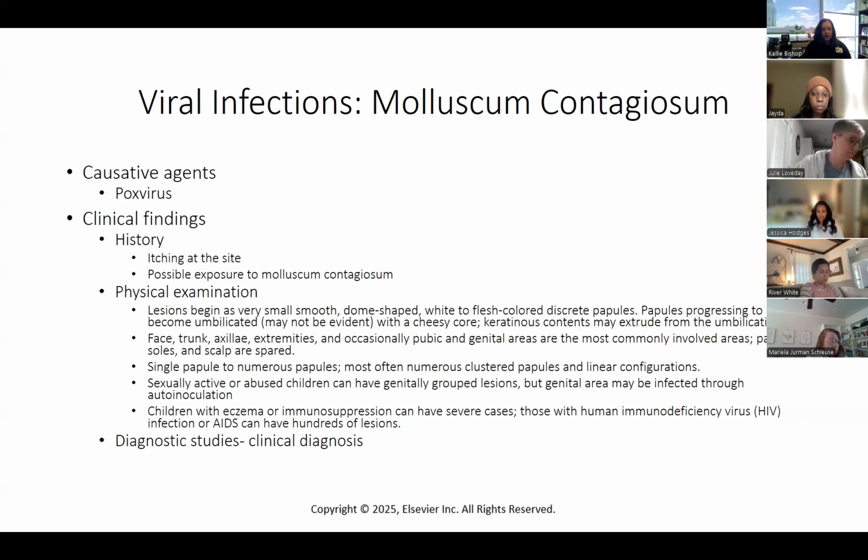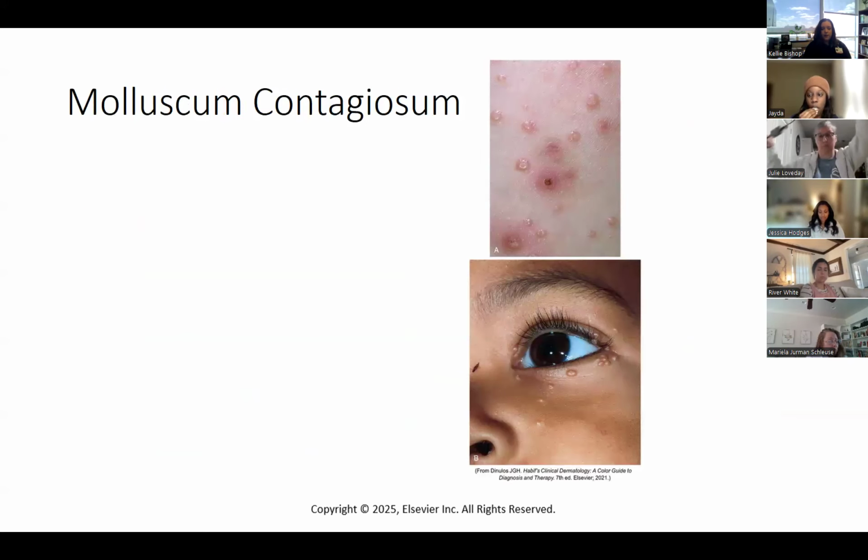And it can be more severe if they have compromised skin, like immunosuppression or eczema. If they have HIV or AIDS, they will have a lot. Even if they haven't been diagnosed with those conditions, if you see someone with hundreds of them, you definitely want to think about HIV or AIDS, that they just don't know that they have. But this is what it looks like.